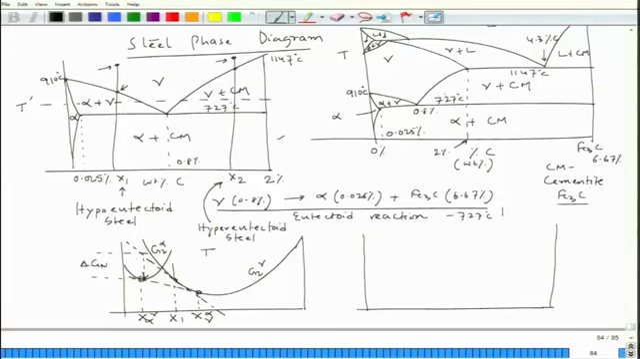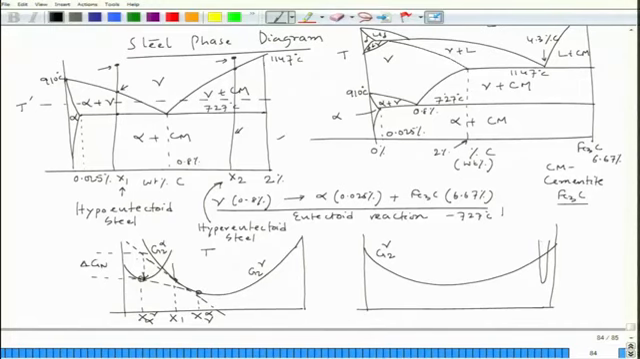As we go down, finally I would reach this point, and there the remaining gamma would convert into alpha and cementite, and that particular mixture we call pearlite. Whereas on the right side, if I consider this particular situation, this would be my gamma G2, and cementite, because cementite cannot change the composition much.